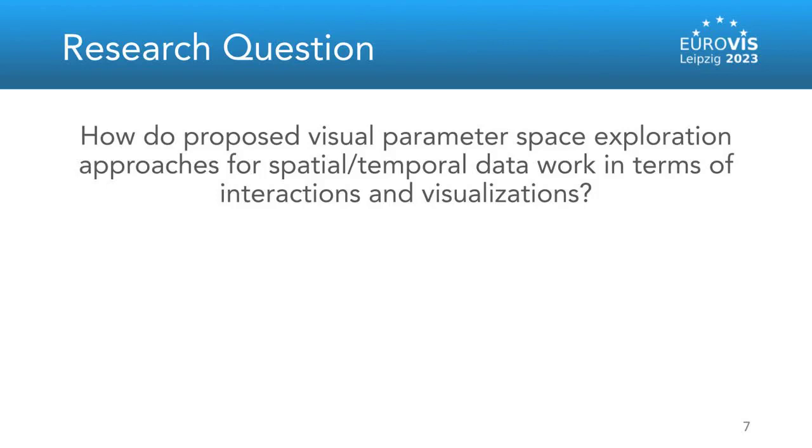Thus, our research question was, how do proposed visual parameter space exploration approaches for spatial or temporal data work in terms of interactions and visualizations? In other words, how do they show inputs, parameters and outputs to support parameter space tasks, and what are common possible interactions with the system, like what can analysts do and how do they do it?